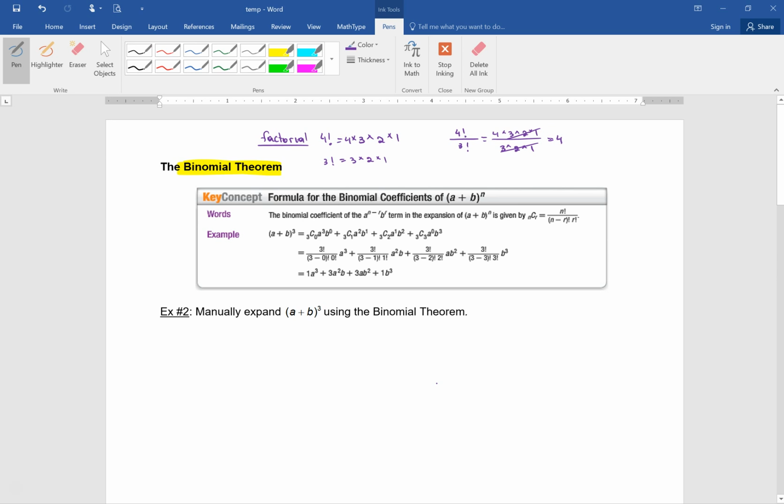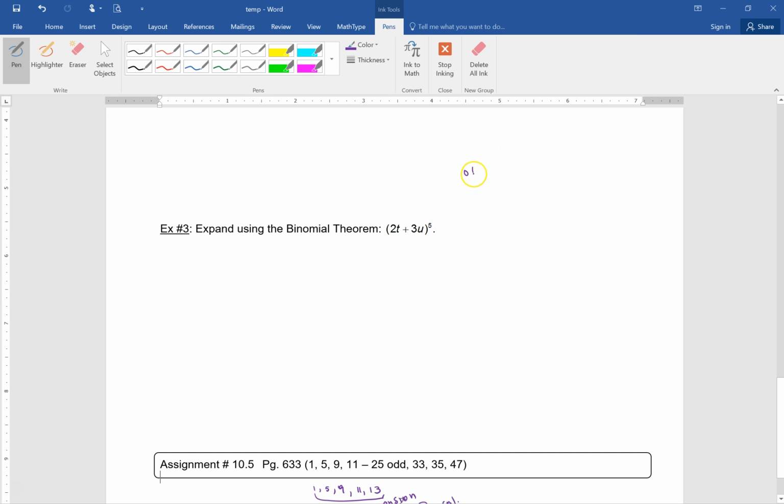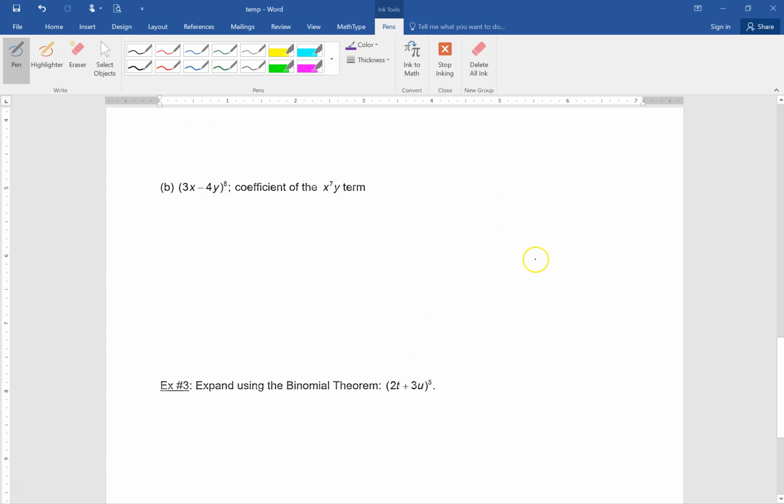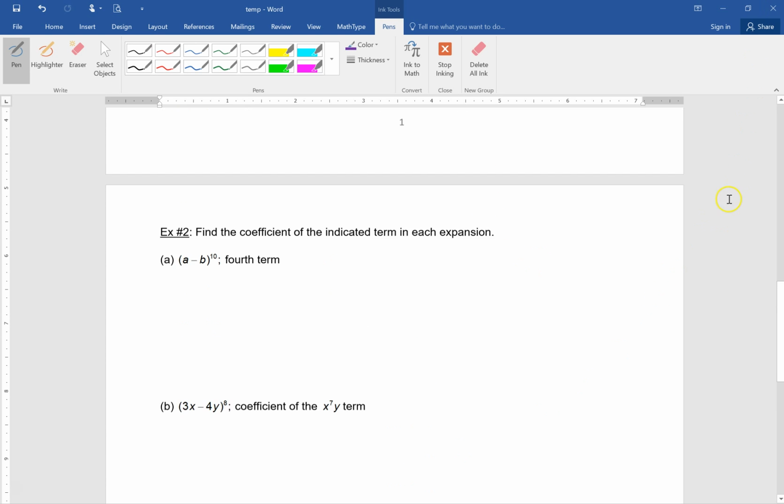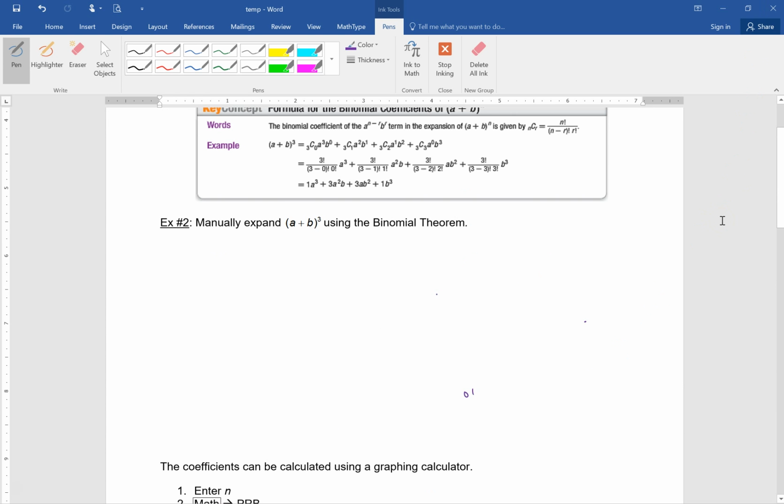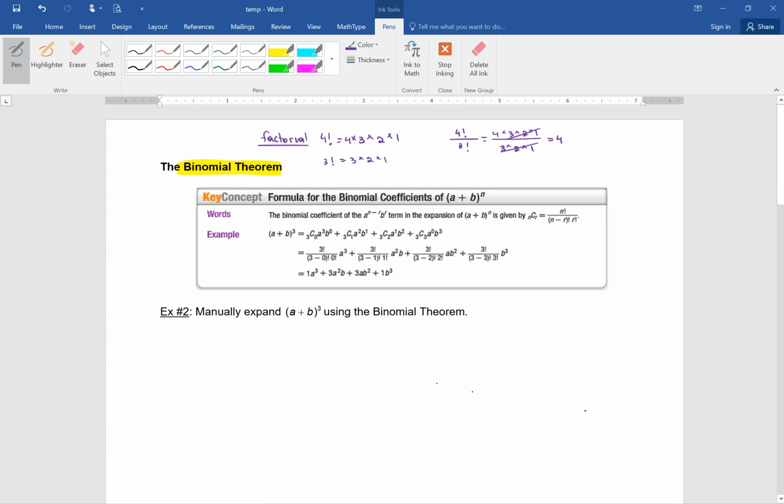One other thing that you need to remember is, what is 0 factorial? 1. Good. There's a proof for it. Just take it as truth now. But 0 factorial is 1, just like anything to the 0 is 1. So that's how we use factorials in generating the coefficients for the binomial expansions.